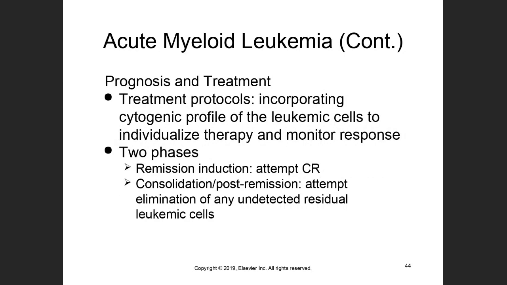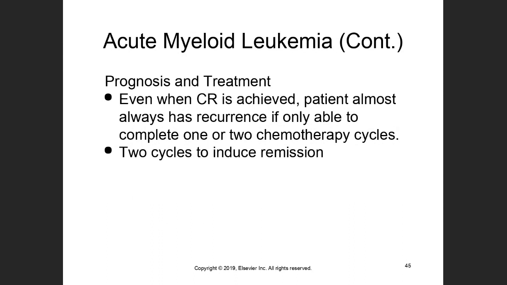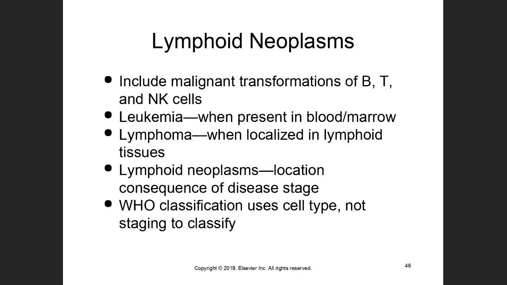Prognosis and treatments: treatment protocols incorporate the cytogenetic profile of the leukemia cell. We have two phases: remission induction and consolidation. That's the only two phases in this treatment. Even when complete remission is achieved, patients almost always have recurrence. That's why you have to always follow up those patients. Okay, always.